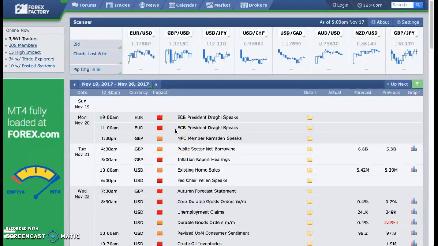Definitely when the president speaks, when Donald Trump is speaking, don't do anything in the market. Like literally, don't even be at your computer, because he has a tendency to say things that affects the market.